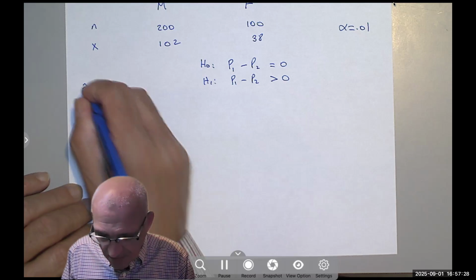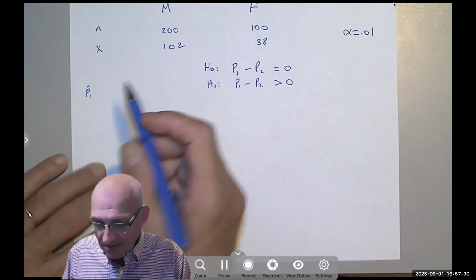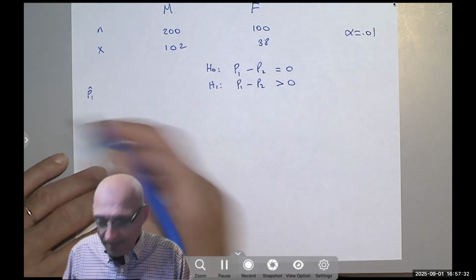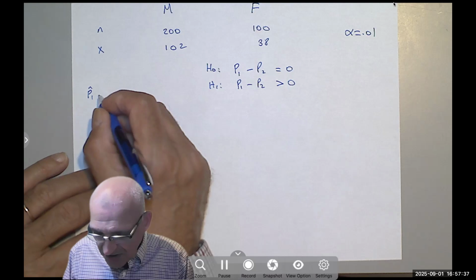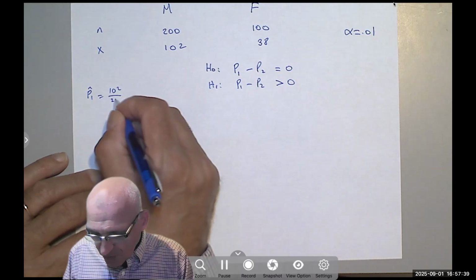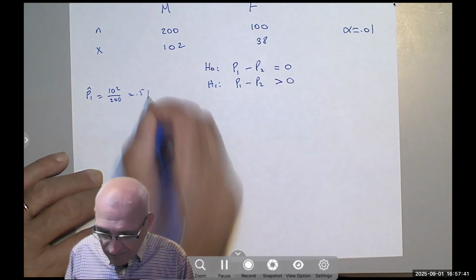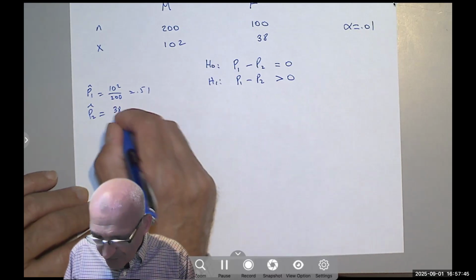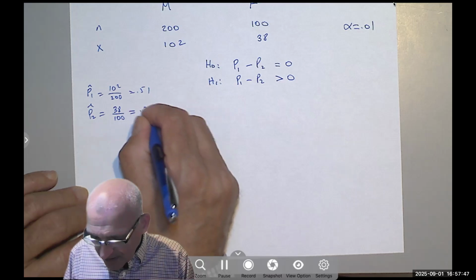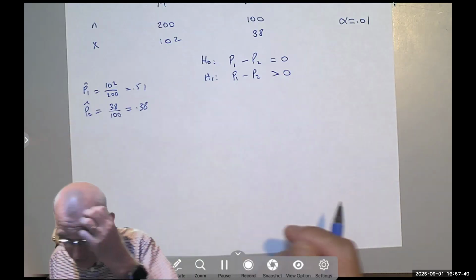Lowercase p1, like we can use p hat, it's better. Last time we said pa and pb, but it's really p hat. It's the estimator of p1, which is 102 over 200 or 51%. And p2 hat is 38 over 100. That's 0.38. So I don't need a calculator for those ones.